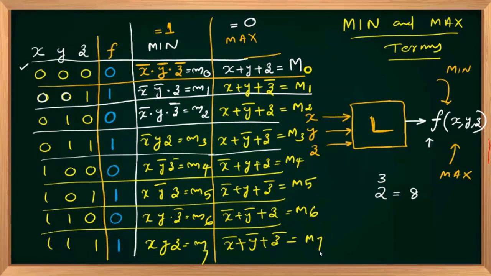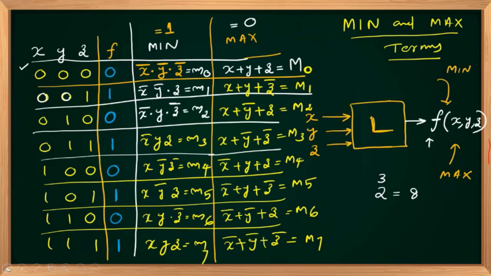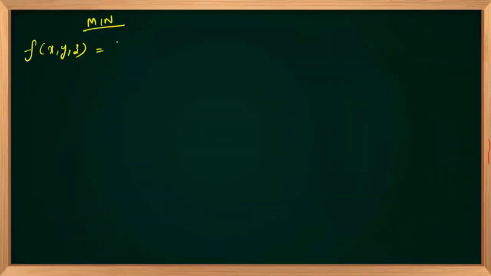Right. Then I'm going to express my function f using min or max terms. Okay, so first I'm going to express my function f of x, y, z using min terms. Min terms are those terms that will return a logic 1. So I'm going to express a function f that returns a value 1. What are the conditions for f equal to 1? Okay, so f equal to 1.